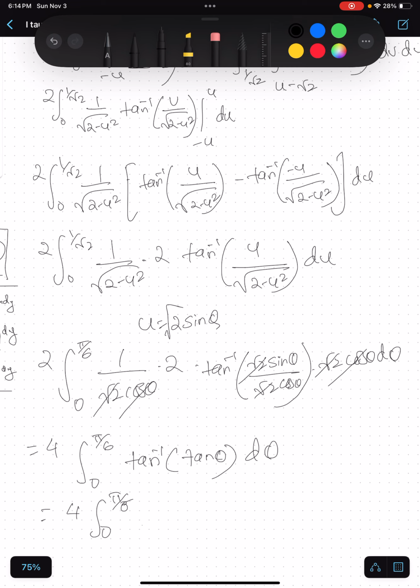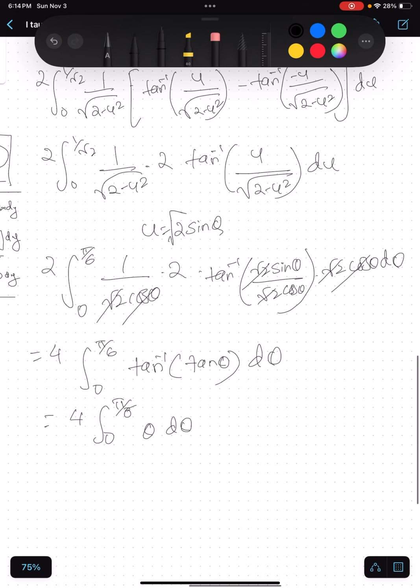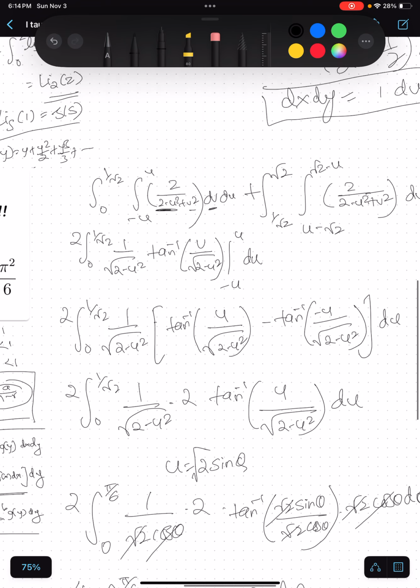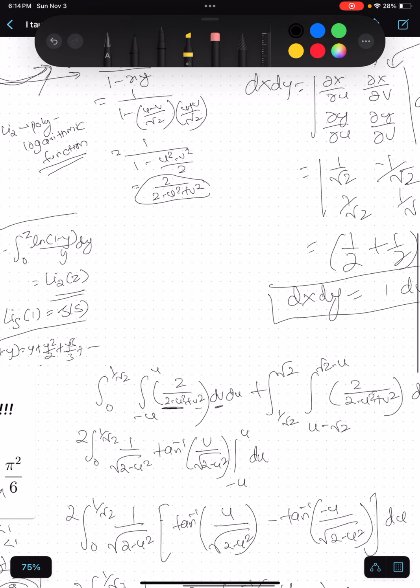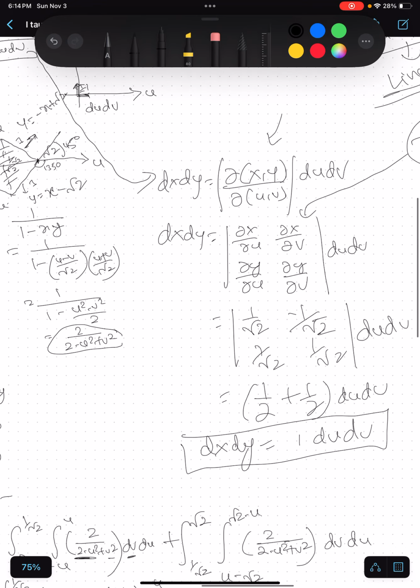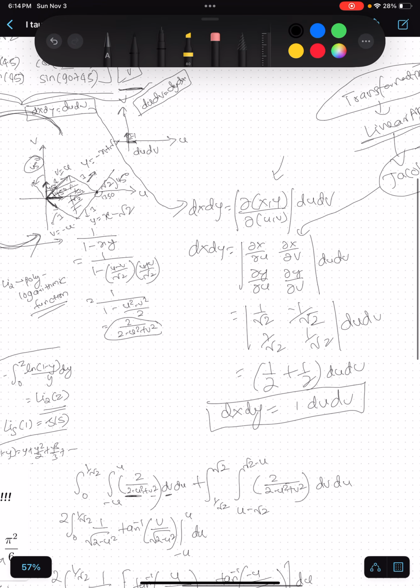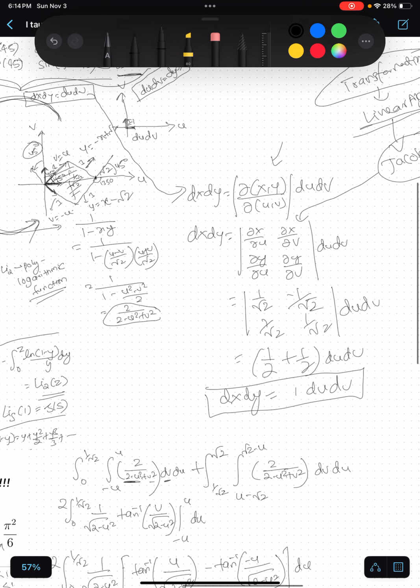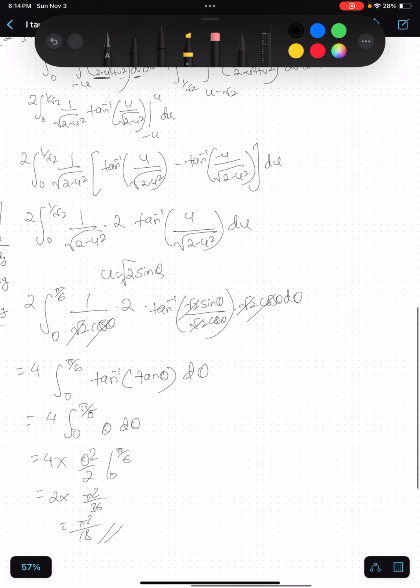Okay, now let's do it. 4 times theta square by 2, going from 0 to pi by 6. So this is 2 times pi square by 36, which is pi square by 18. So we got that, but not the half area, because the height is different for different cases. Even though the domain area is half, the volume is not half, because the height is different in this different section. Okay, so now let's do the other integral.